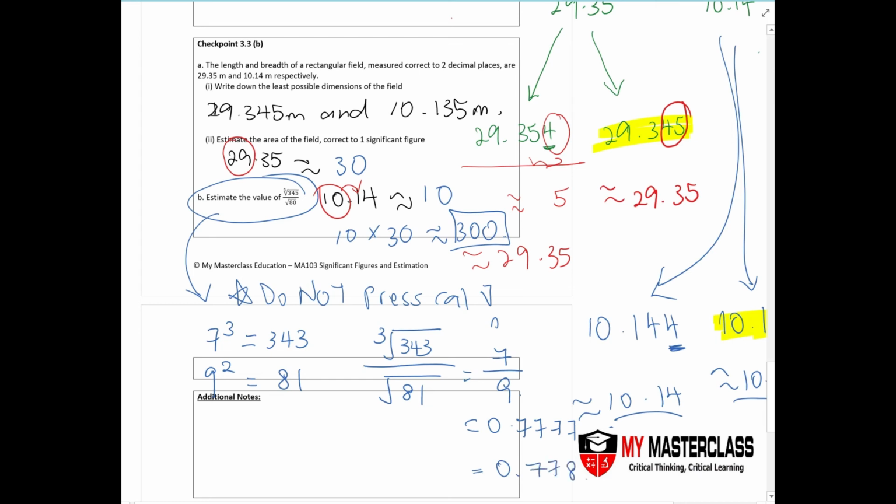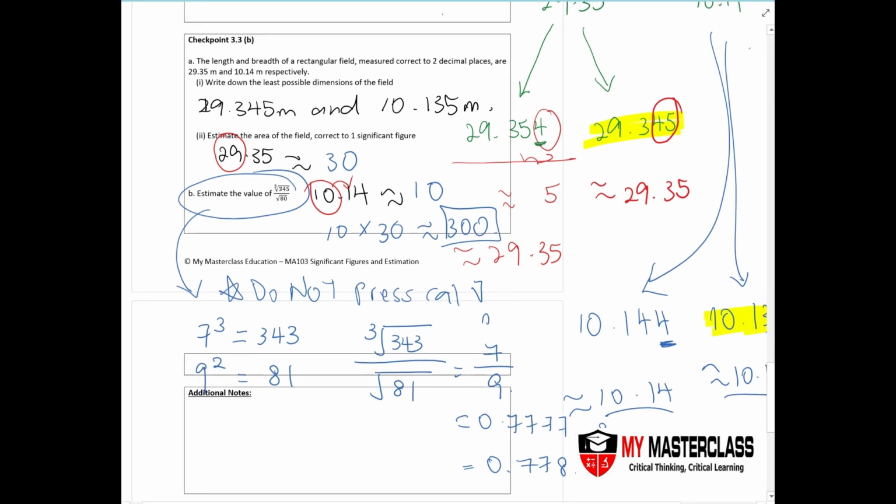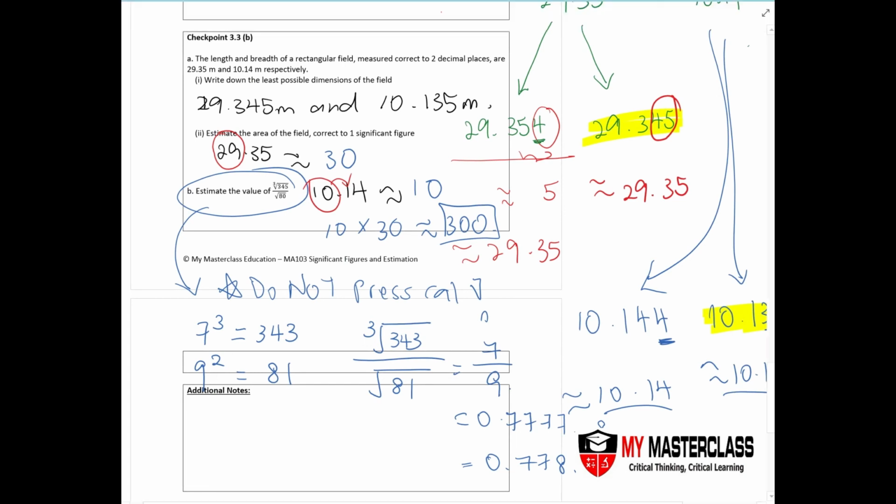Now, how do I check the answer? How do I make sure that I'm correct? Now press into your calculator, cube root 345 divided by square root 80. You'll probably have an answer that is around 0.784141. Now check against the answer that you have here. If I have estimated, would it be somewhat the same? That's question number 1.